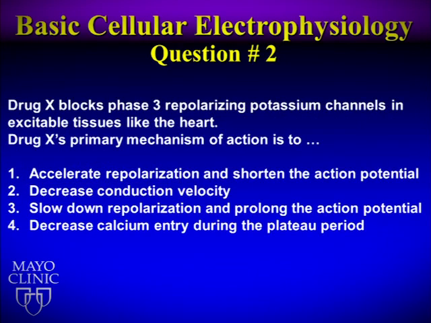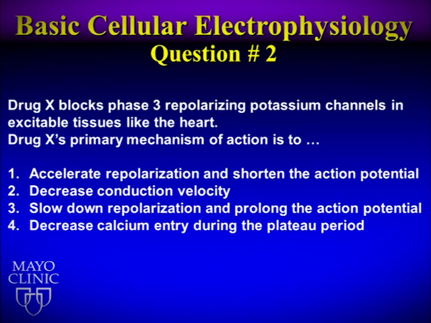Number 2, drug X blocks phase 3 repolarizing potassium channels in excitable tissues like the heart. Drug X's primary mechanism of action is to: 1, accelerate repolarization and shorten the action potential; 2, decrease conduction velocity; 3, slow down repolarization and prolong the action potential; or 4, decrease calcium entry during the plateau period. So drug X would also be called a class 3 antiarrhythmic agent, because the mechanism of action of class 3s is to block the phase 3 potassium channels.